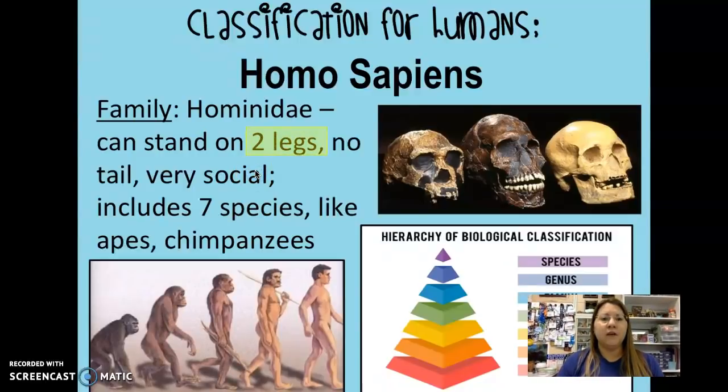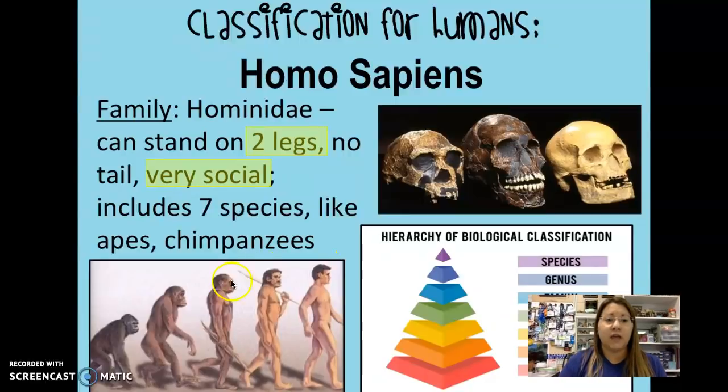So the family for Homo sapiens, the hominids, are going to be capable of standing on two legs. So that's why you can see in this picture here, this kind of bipedal attribute. No tail, and hominids are very social. So that doesn't necessarily mean you like to talk a lot, but you may live in family units, for example. You live with your family. The parents take care of their young, and in general, are surrounded by people, for the example of Homo sapiens.